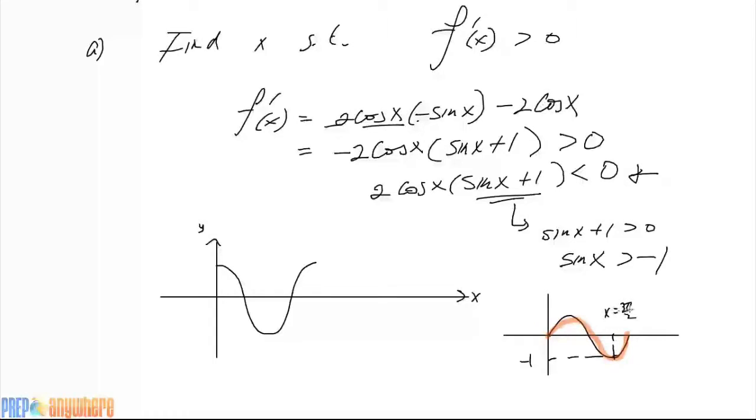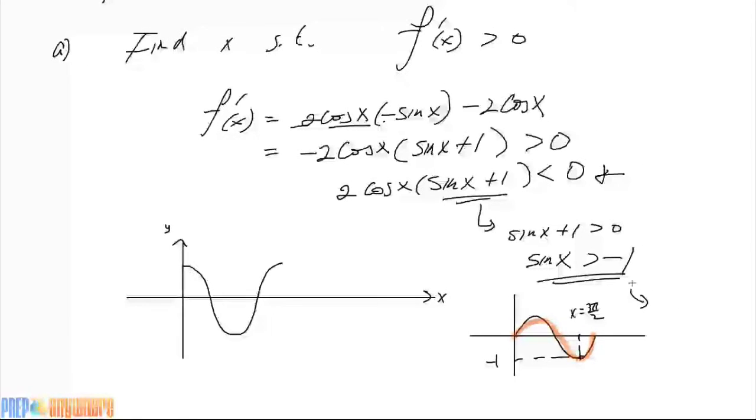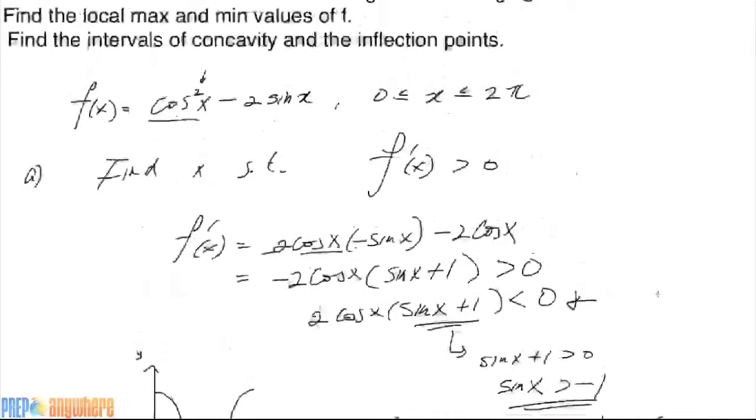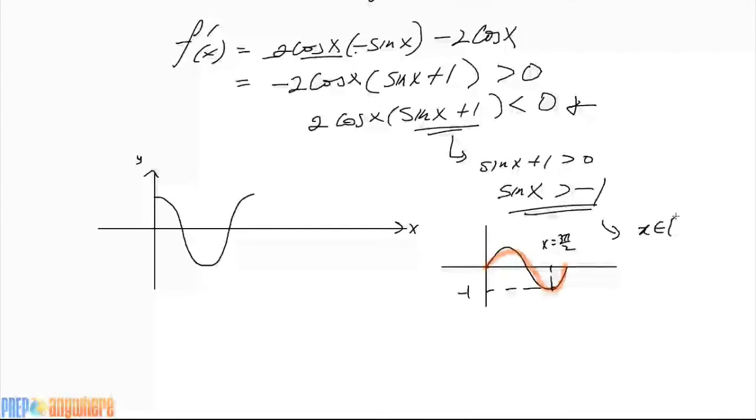3 pi over 2. You guys agree? 3 pi over 2. So from that condition, it's actually everything. So we gotta say everything from 0. Well, we can just say this. Everything from 0 to 2 pi, just omit 3 pi over 2.